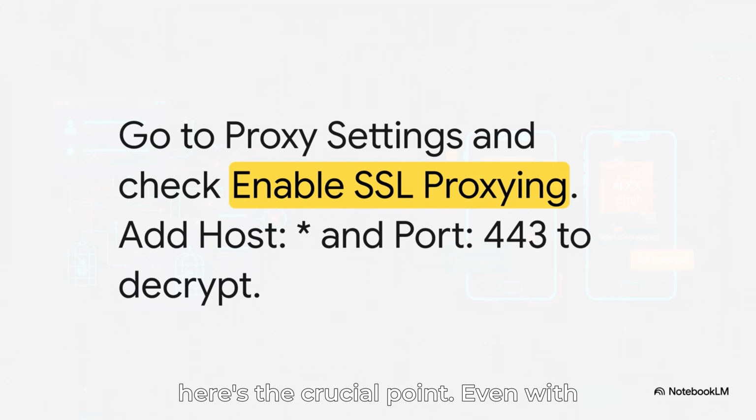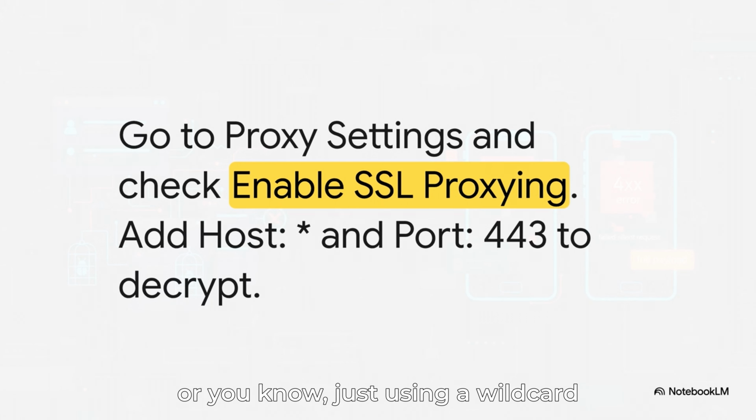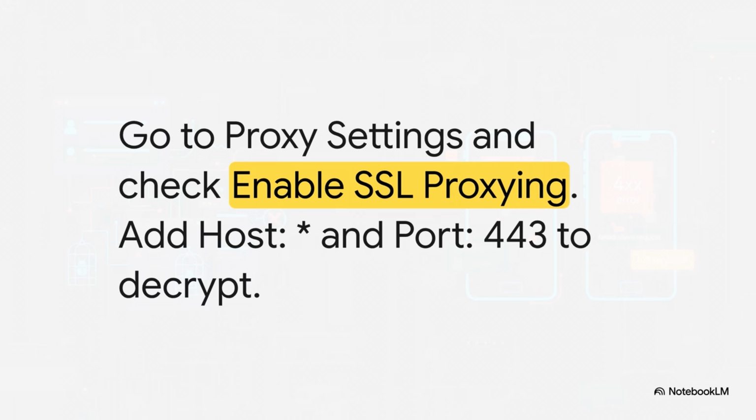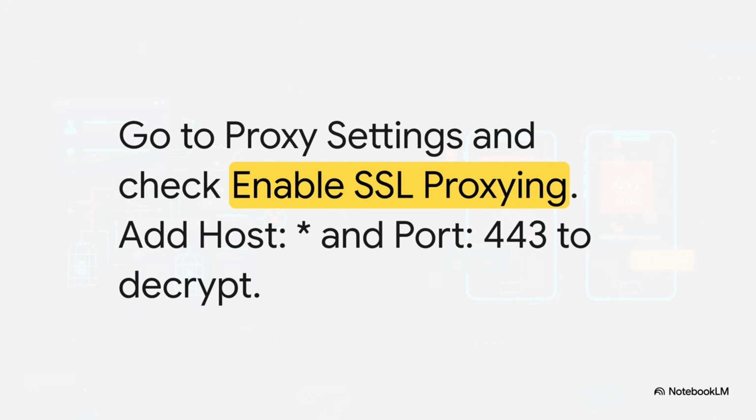Now, here's the crucial point. Even with that certificate installed, Charles won't magically decrypt the traffic unless you explicitly tell it to. Inside Charles, we have to go to Proxy Settings and enable SSL Proxying. Without toggling this on for our specific host, or just using a wildcard asterisk for all hosts on port 443, every single HTTPS request will just show up as unknown binary garbage. And you can't debug what you can't read, right?